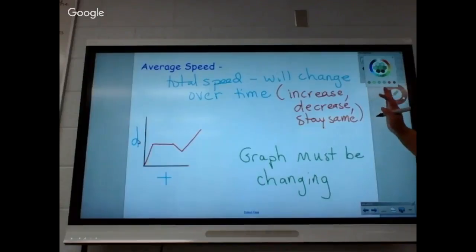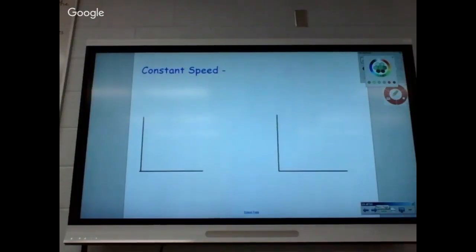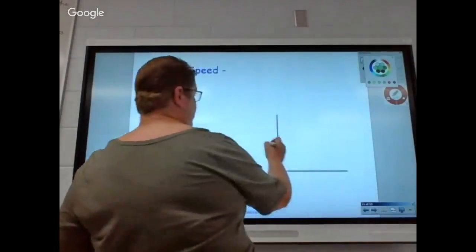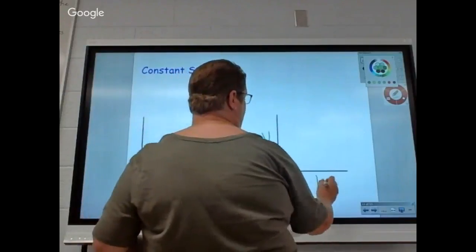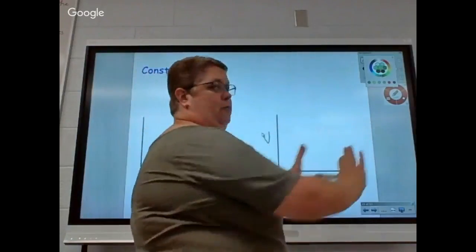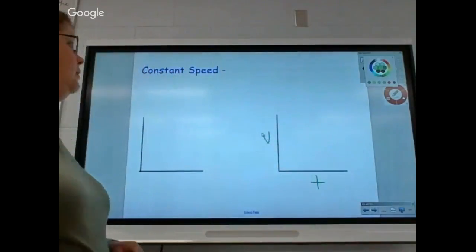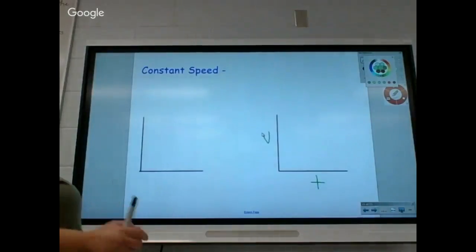Does everybody have what they need off that slide? Yes. All right, last one for today, and then we'll stop. Constant speed. This one, I'm just going to put V and T there and label it. Leave it alone. We'll talk about it in a couple days. Probably not tomorrow. Probably the next day.